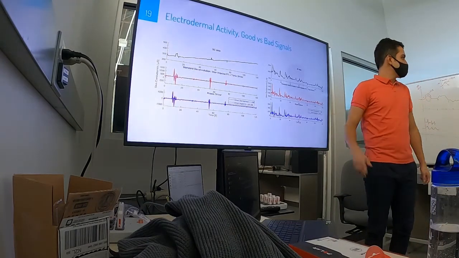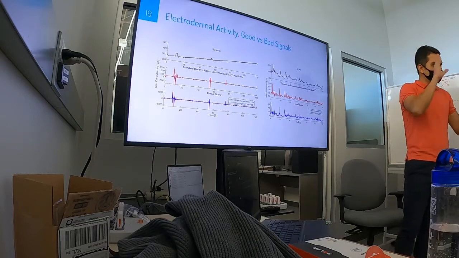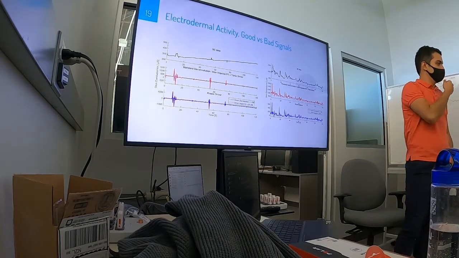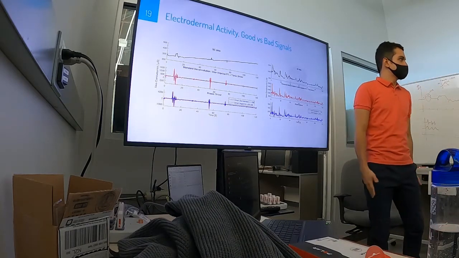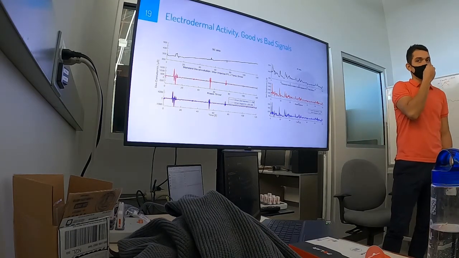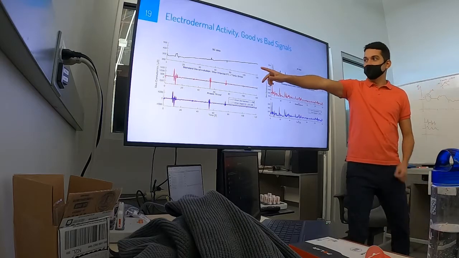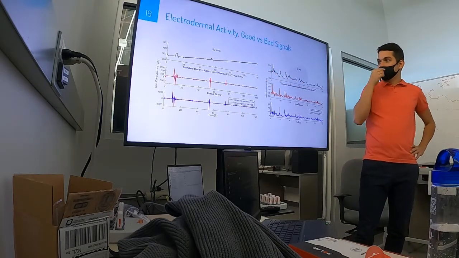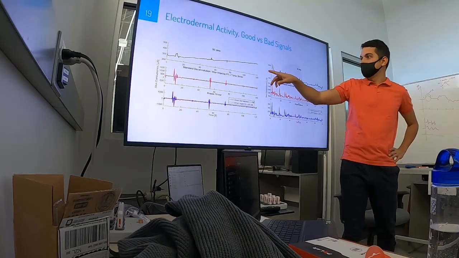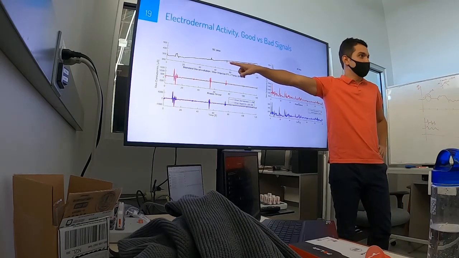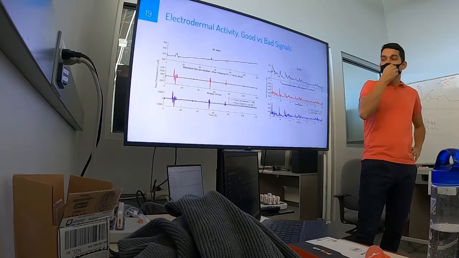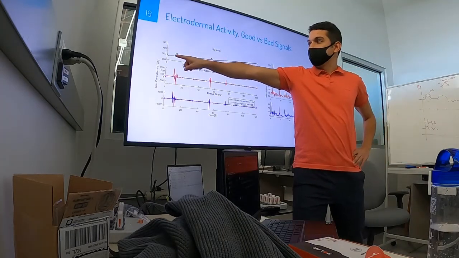So, good and bad signals. When you start playing with the signals, you will start identifying whether the signal is interesting or not, well captured or not. So this signal, for instance, if you see here, they have the same length. This is the EDA signal. What do you notice here? For instance, you see this?